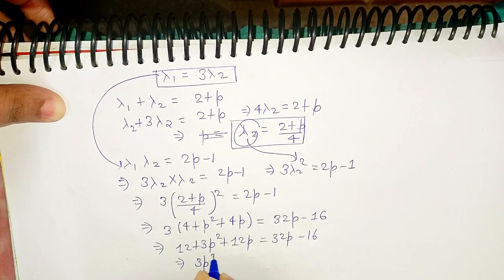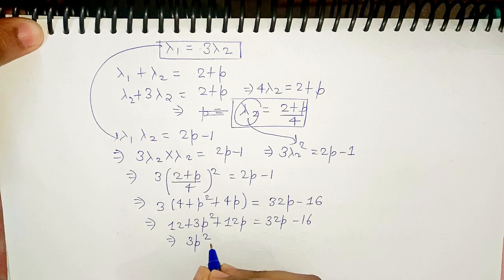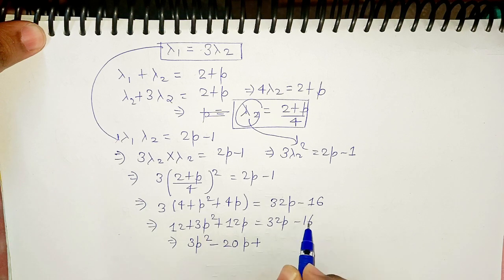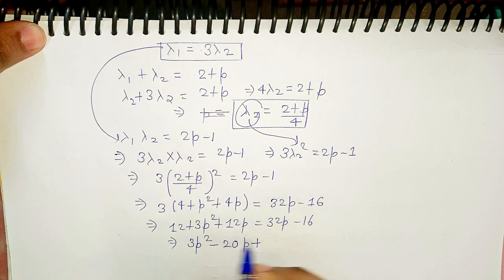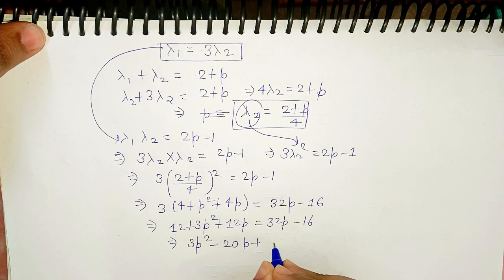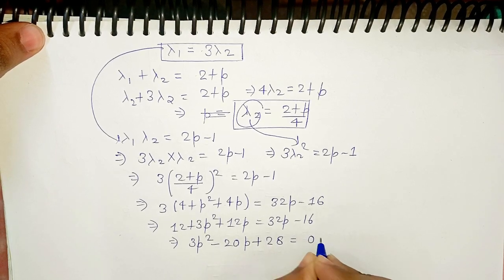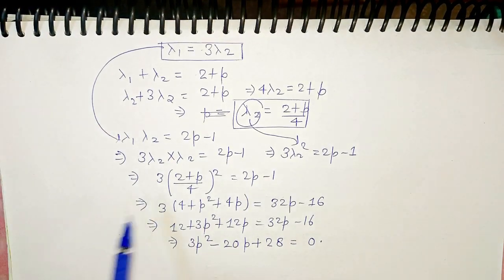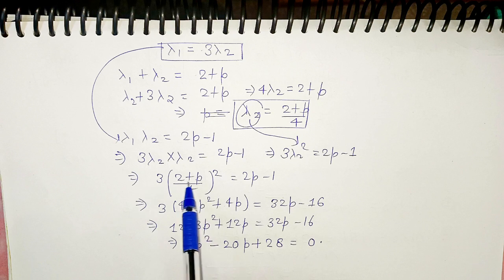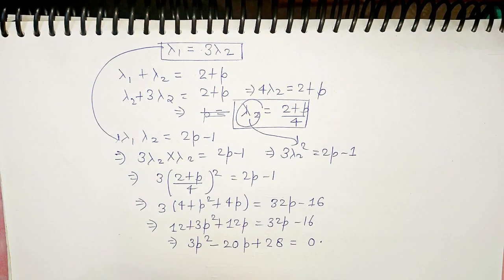That means 3p square minus 20p plus, if you add 3 4s are 12 and 16, it becomes 28, equals 0. So this is the final expression. What we did, I think, is crystal clear: (2 plus p) by 4, then squared, 2 2s are 4, p square plus 2 2s are 4p, 4 4s are 16, 32p minus 16, and then we add 16 to this side, 3 4s are 12 plus 16, that is equal to 28, and this is the final expression.